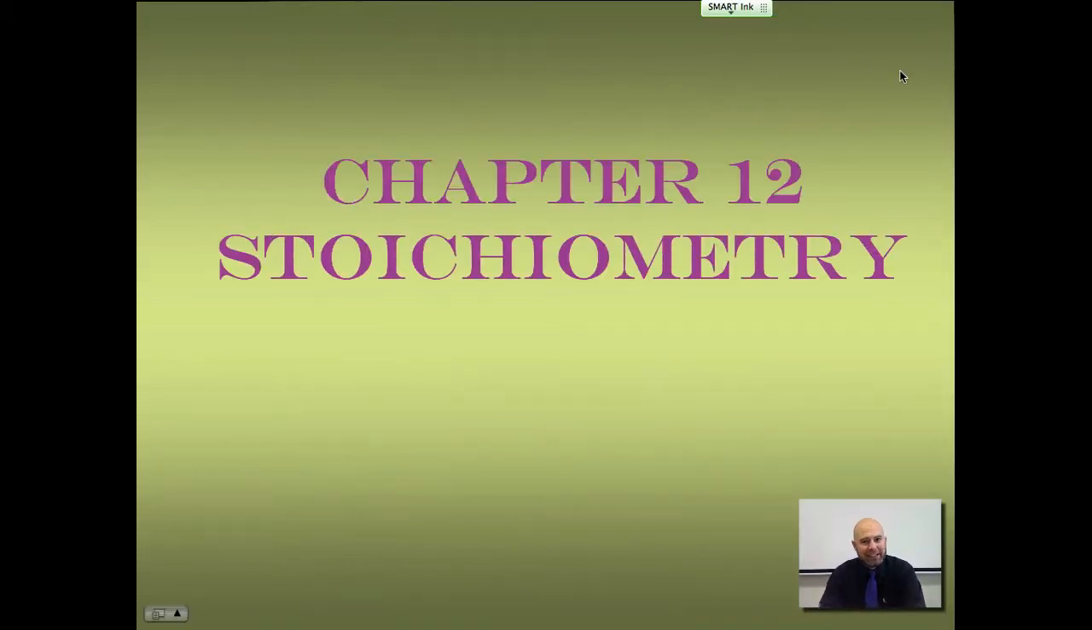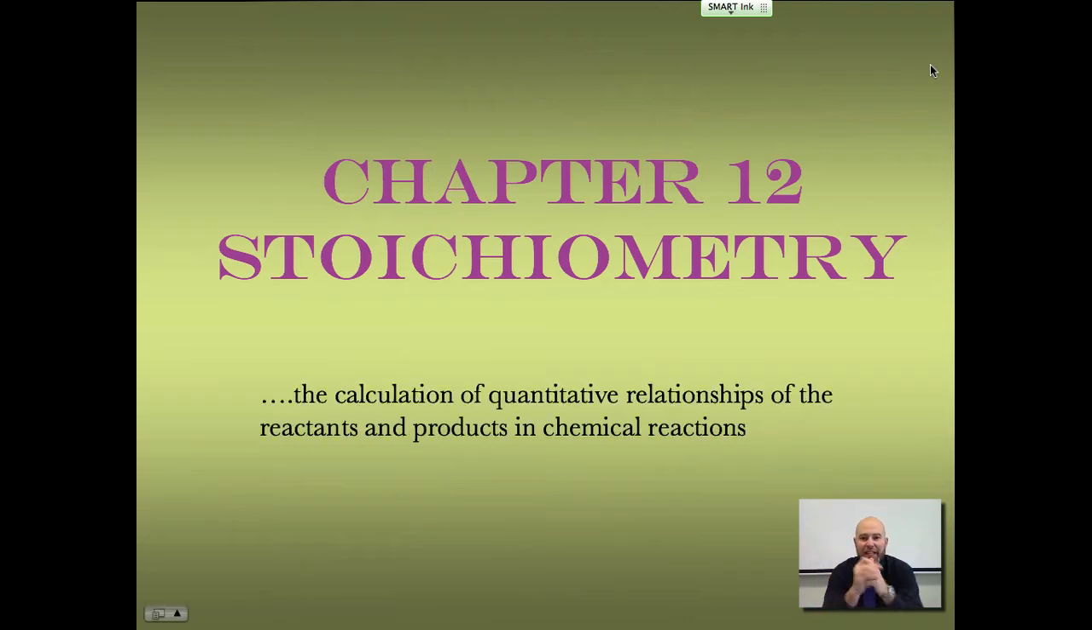Okay, our next unit is Chapter 12, and it's an exciting unit. Chapter 12, Stoichiometry. Stoichiometry, exciting word, exciting unit. Gets into kind of how things get together. If you look at the definition, it's the calculation of quantitative relationships, amounts, quantity, of the reactants and products in a chemical reaction. So, pretty crazy word. We're going to describe it here as I go through, but chapter 12 is stoichiometry.